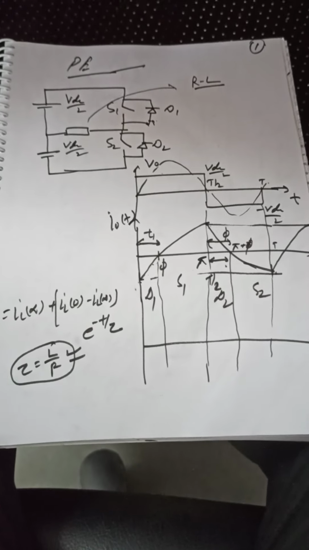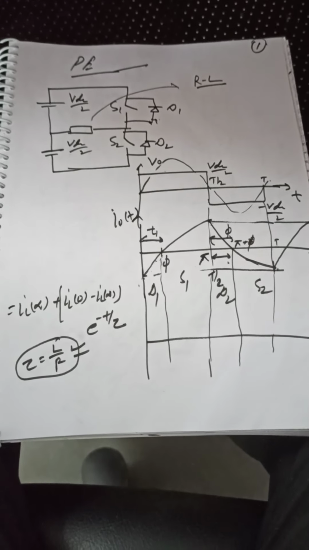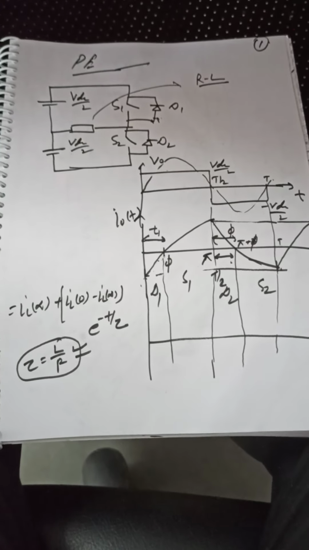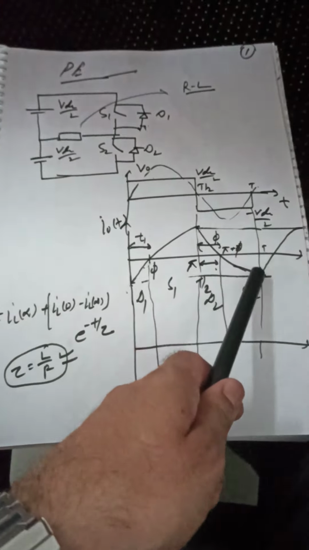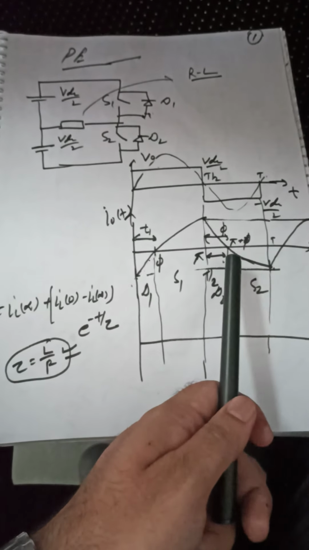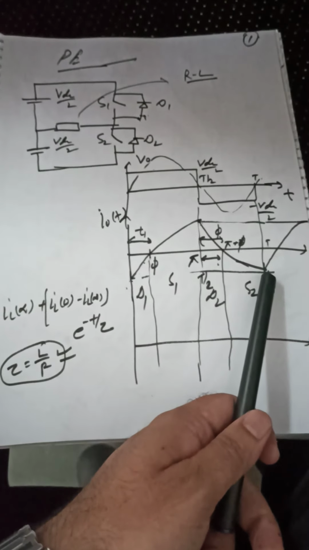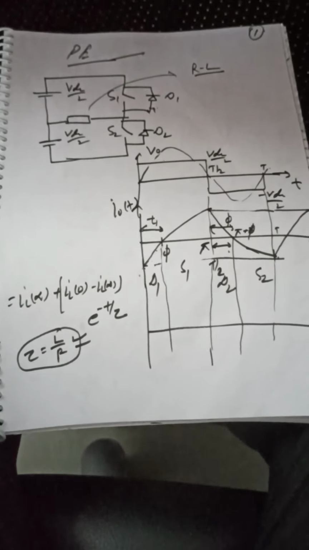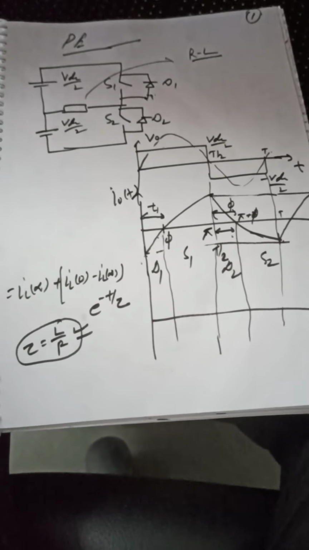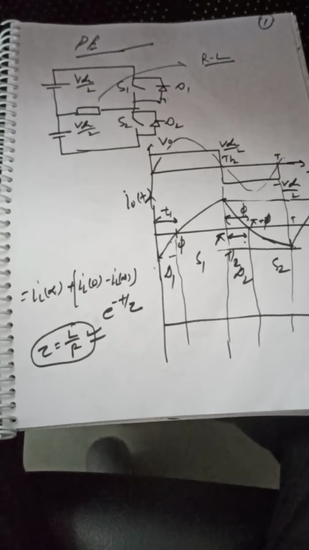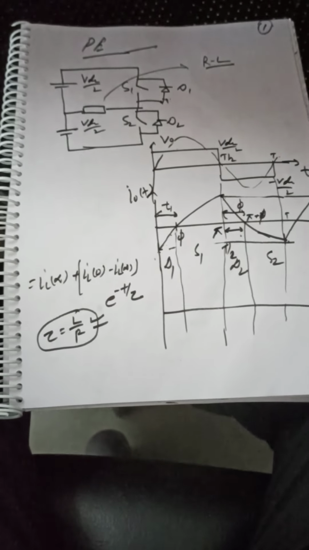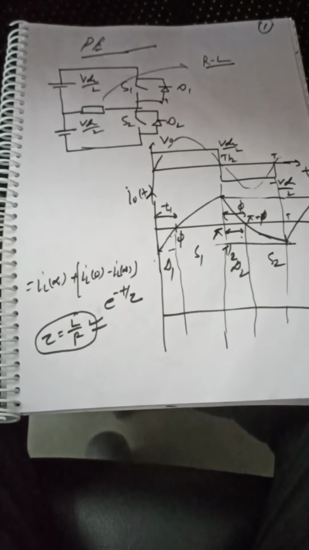And now coming to the other segment of the load current waveform, that is between phi plus pi to 2 pi, or we can say the time duration corresponding to the phase angle phi plus pi to 2 pi by omega, we can see that the voltage as well as the current both are negative. As both are negative, then we can comment for sure that S2 will be conducting. I think this is quite clear till this part.